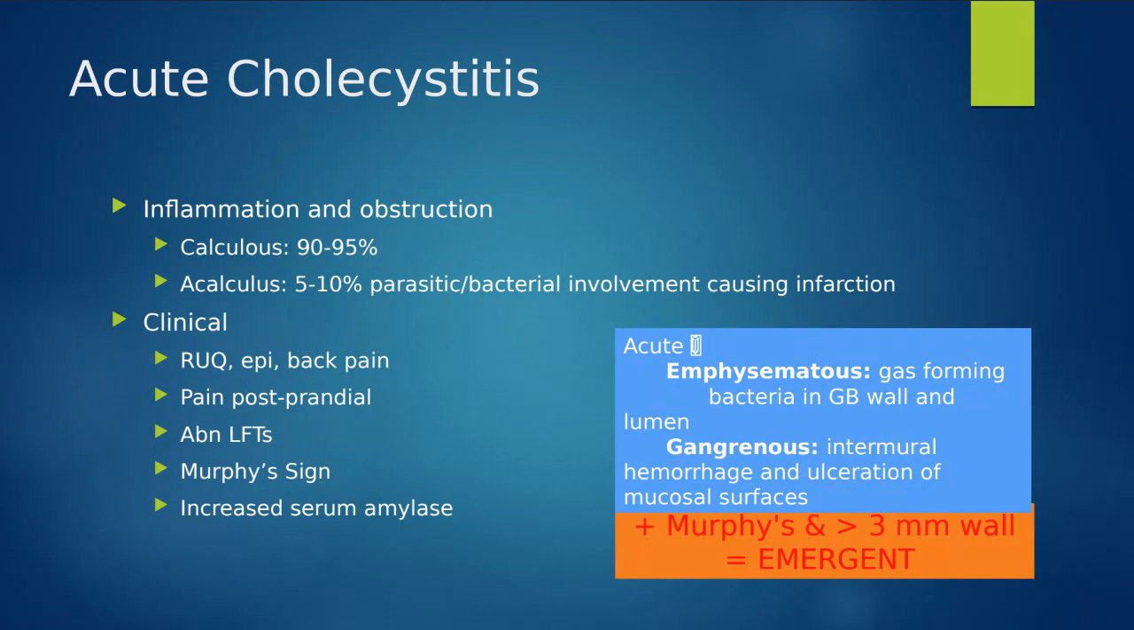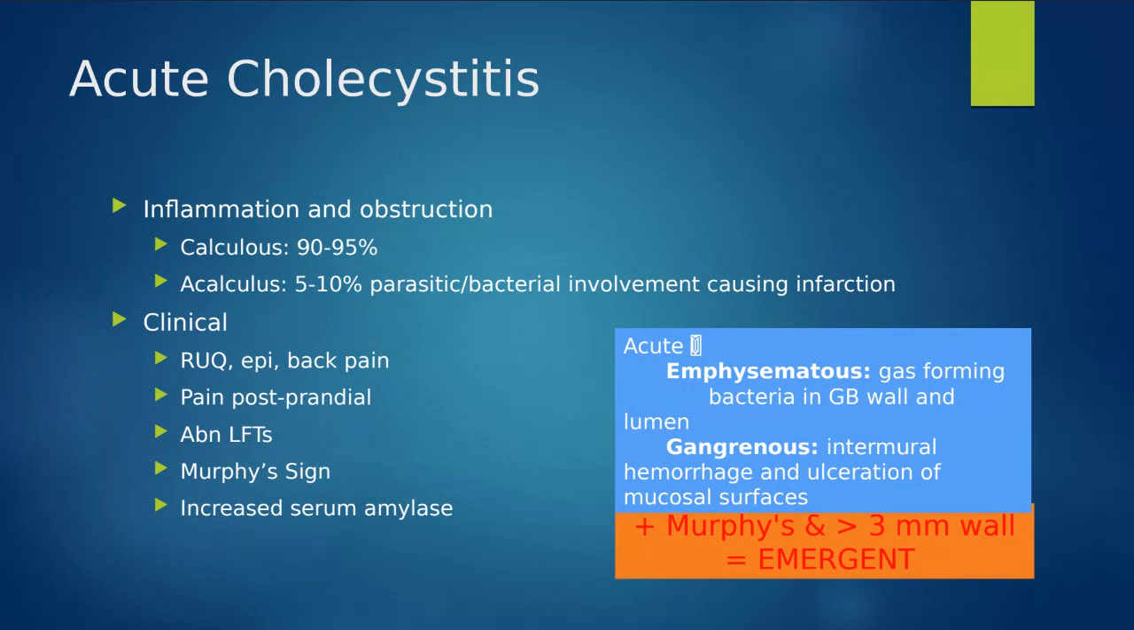So as we said on the previous slide, this is usually going to be caused by obstruction. Now, you can have a calculus type of obstruction, or you can have an obstruction that's caused by something other than a gallstone, and that's going to be an acalculous obstruction. That's going to account for only about 10% of cases of acute cholecystitis, and that's usually only going to be because there's some type of bacteria or parasite that is causing that obstruction of the gallbladder, therefore resulting in this acute onset of inflammation to the gallbladder.